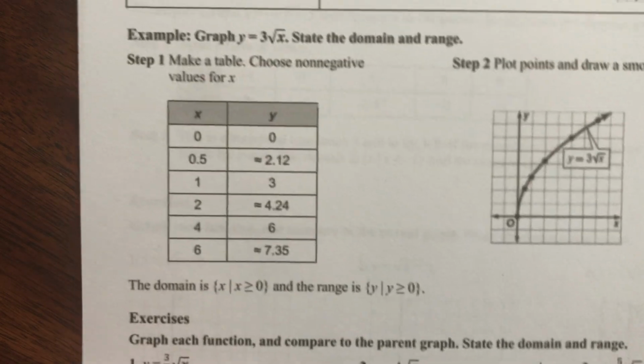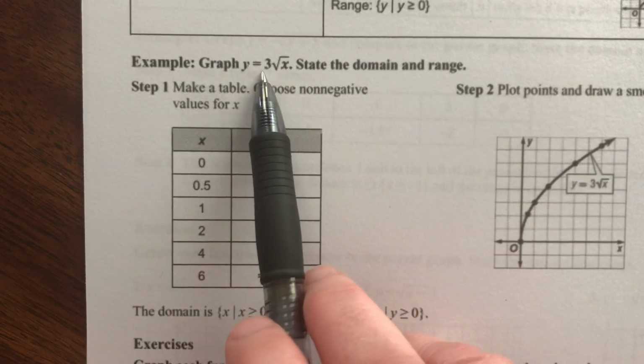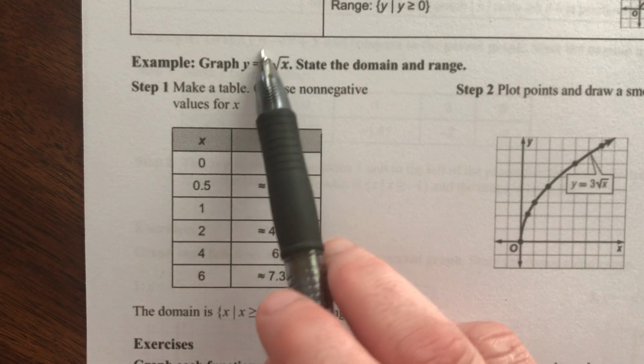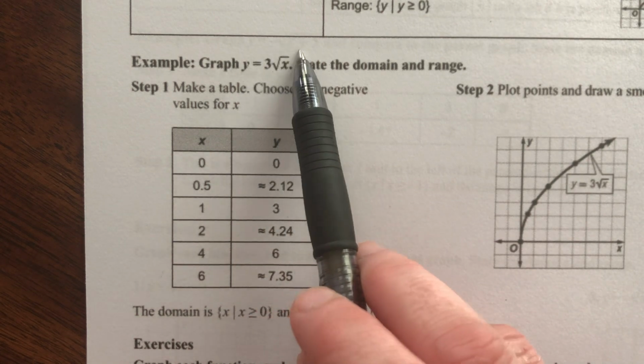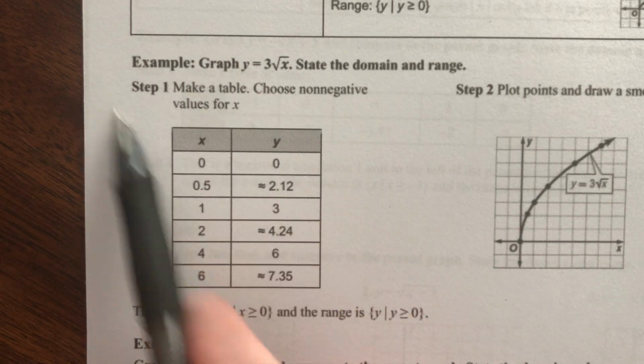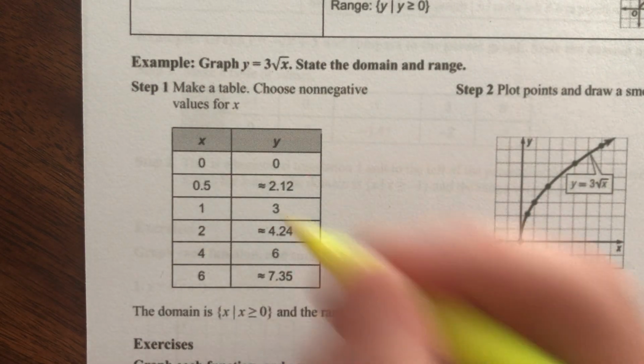We're going to do 3 here at the bottom in a second, but they want us to graph y equals 3 times the square root of x. This is a square root function because x is under the square root sign. So state the domain and the range after we graph it. First thing they do, step 1, is to create a table.